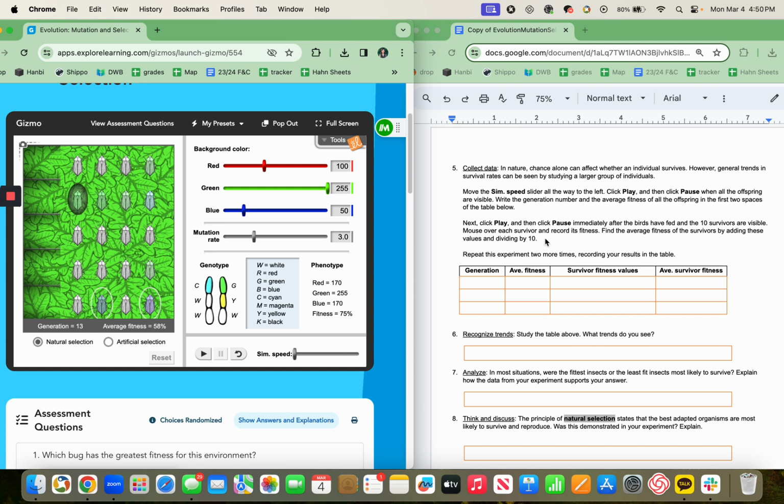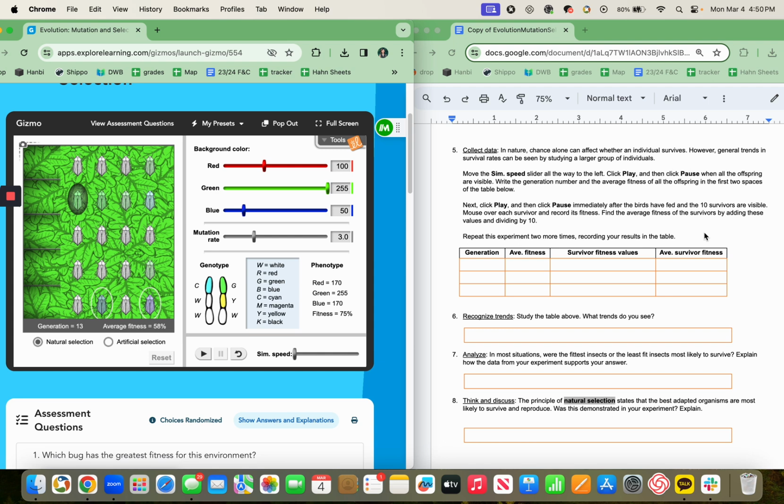Okay. And then you're going to look at the generation. At certain generations, you're going to do it two more times and write the average fitness, which is right here, and the survivor fitness values. Okay, you have to divide it by 10. Let me see if there's anything else I need to say about that.